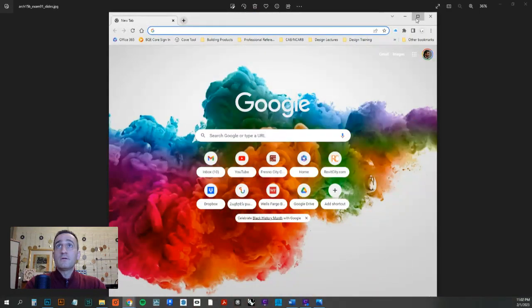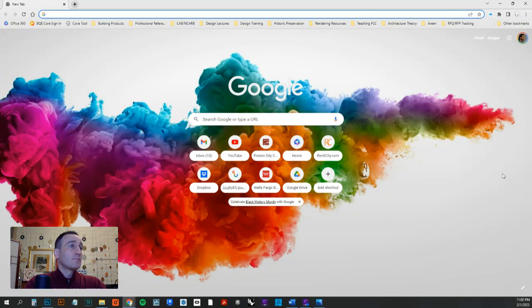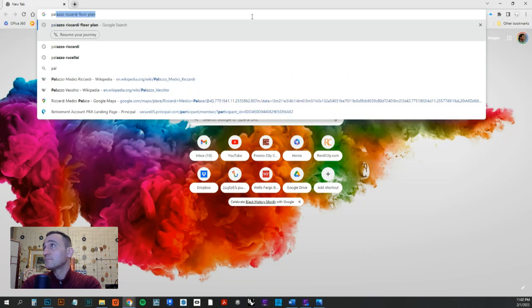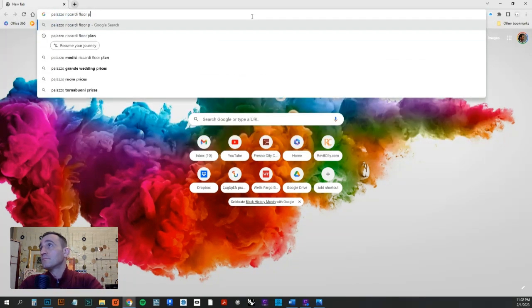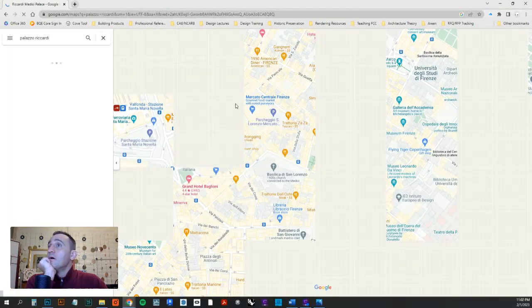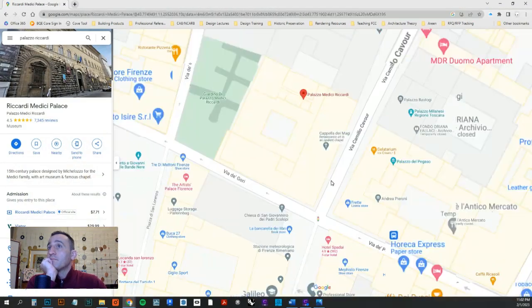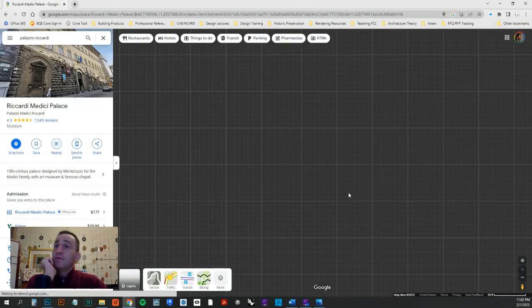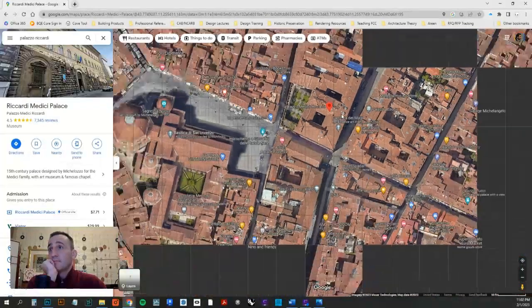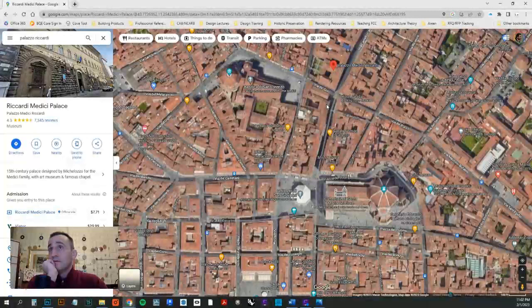So let me move this here. I believe, yeah, you can see it there. I guess I'm giving it away by showing you the Google search. Okay, that building we're looking at is this building right here. Down this block is Santa Maria del Fiore.